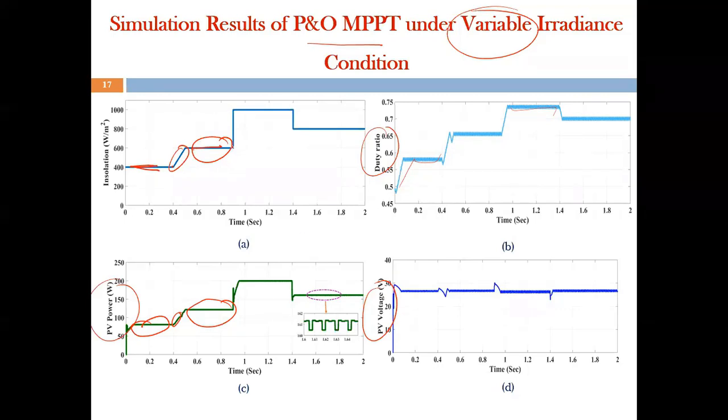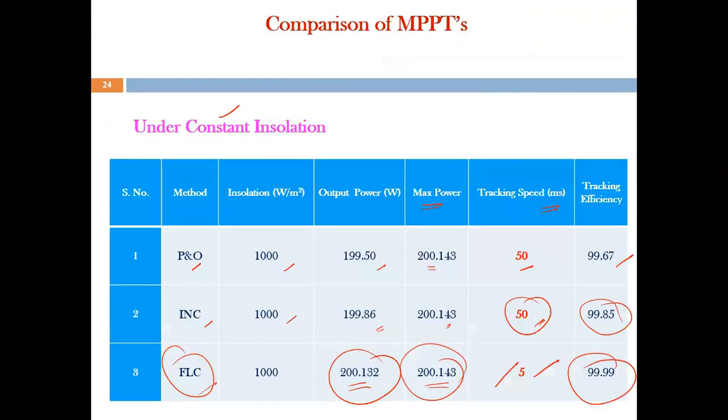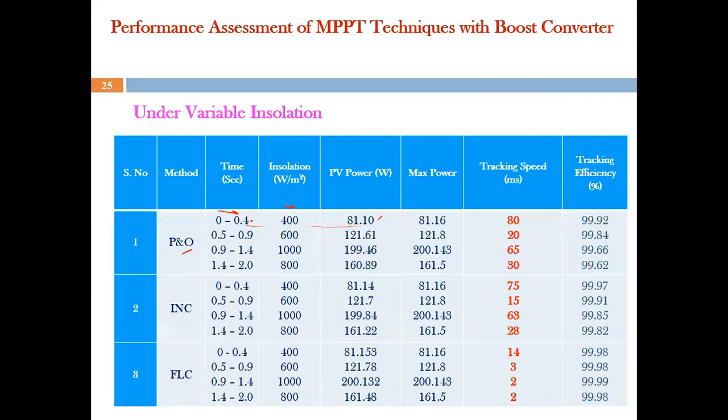Now from here to here, 0.5 to 0.8, how is the output power? You see the data I am giving you. Then there is a step change from 0 to 0.4, 400 watt per meter square, and I observed 80 watts, and the maximum power was 81. The tracking speed of 99 I have achieved.